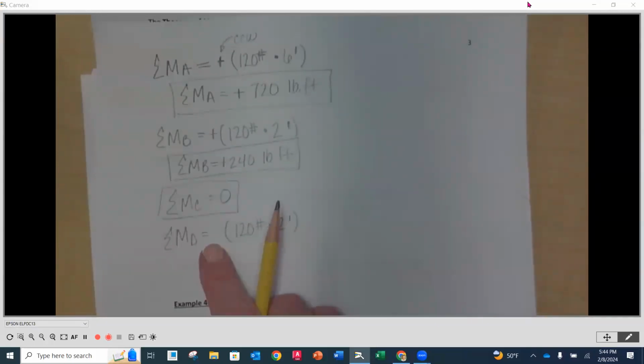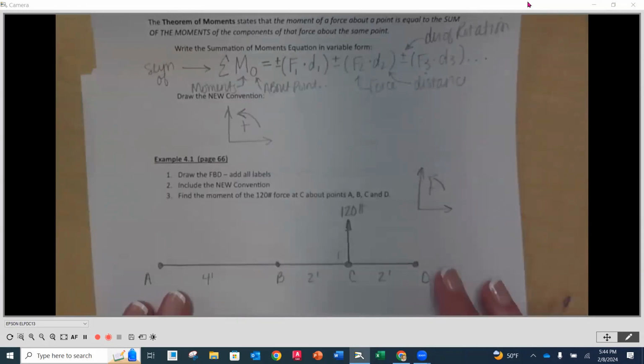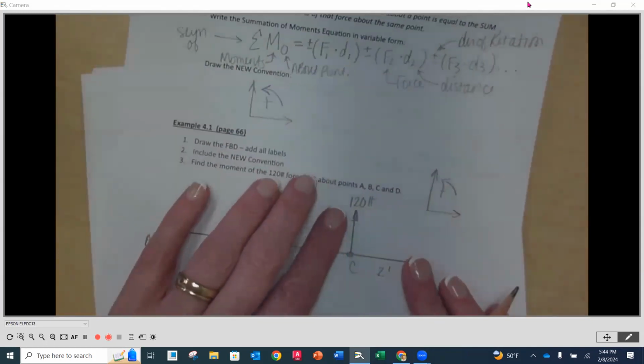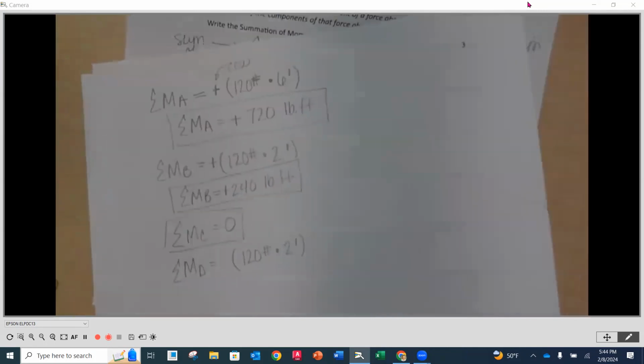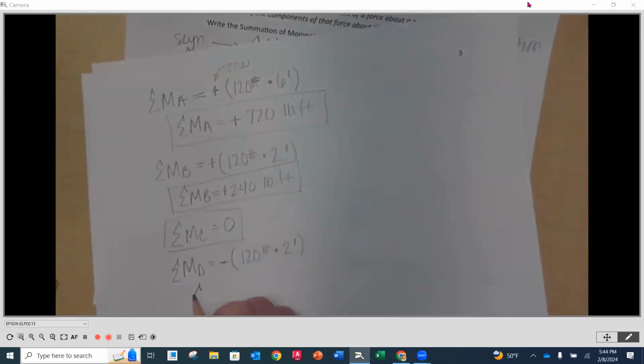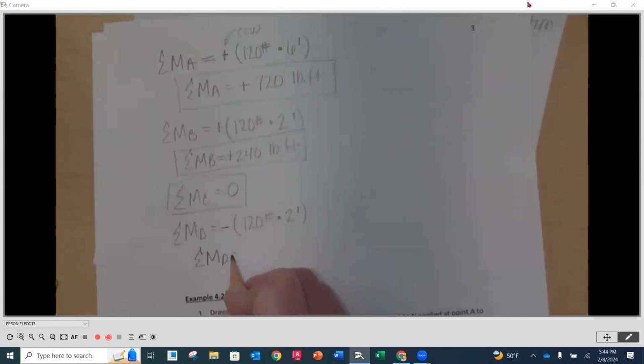Sign out front. Negative, because it's going in a clockwise direction. We have a positively directed force causing a negatively directed moment, right? Okay, so again, that sign out front is for the rotation. So the sum of the moments around point D is negative 240 pound feet. So the negative means it's rotating in a clockwise direction. All right, any questions?